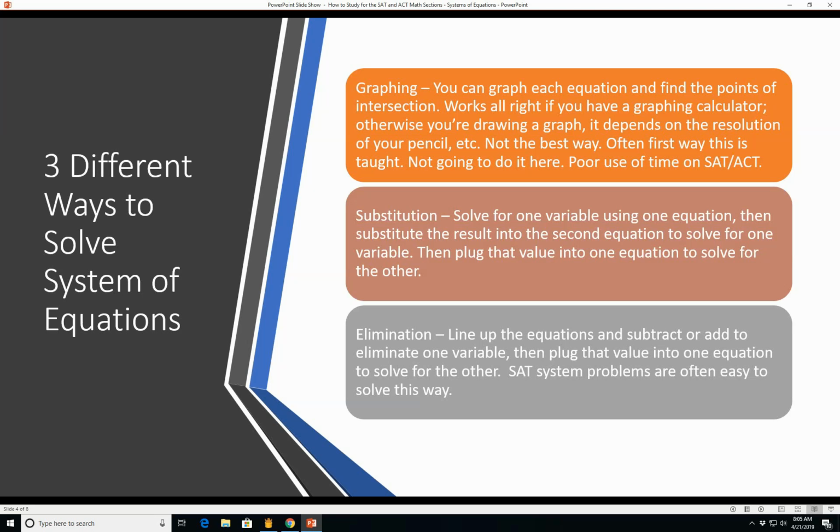Okay. So elimination is lining up the equations and subtracting or adding to eliminate one variable, then plugging that value into one equation to solve for the other. SAT system problems are often very easy to solve this way, especially if there are more than 2 equations. Just line them up. I guarantee you that the values will drop out. Okay, not 100% guarantee, but 99%, let's say.